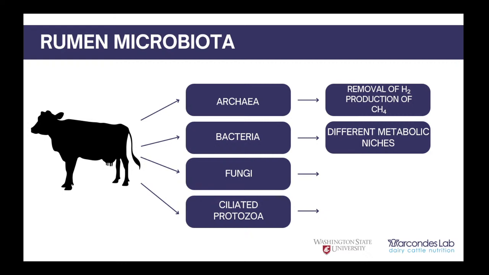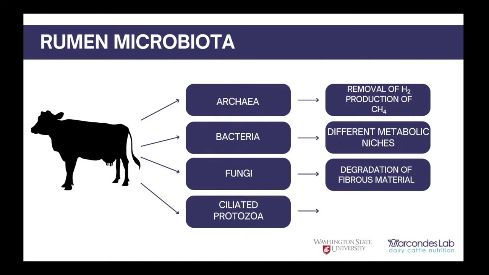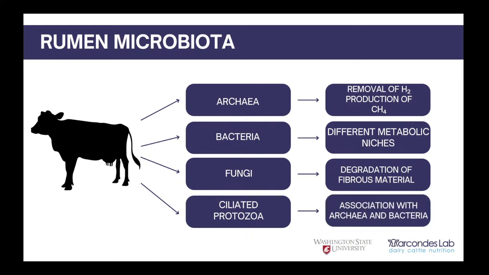Among bacteria, there are different metabolic niches. Fungi degrade fibrous material, mostly lignin. We know that the ones that degrade cellulose and hemicellulose are basically the bacteria as well. And you see some protozoa that are linked a lot with the turnover of archaea and bacteria, and are also linked to preventing some of that acidosis, especially in adults. I will not be talking about protozoa today because we basically don't have a lot of knowledge about protozoa in calves.